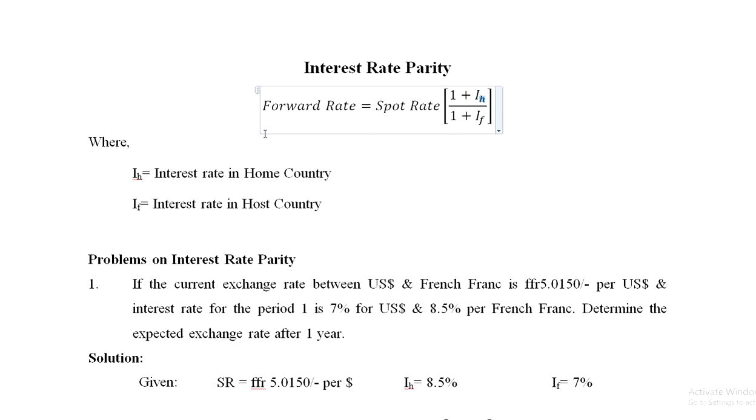So what exactly does this mean to say? IH means the interest rate in home country. H stands for home country, whereas IF stands for interest rate in host country. F stands for host country, I stands for interest rate. Okay, let us move forward by not wasting much of your time. Let us come up with some of the problems.